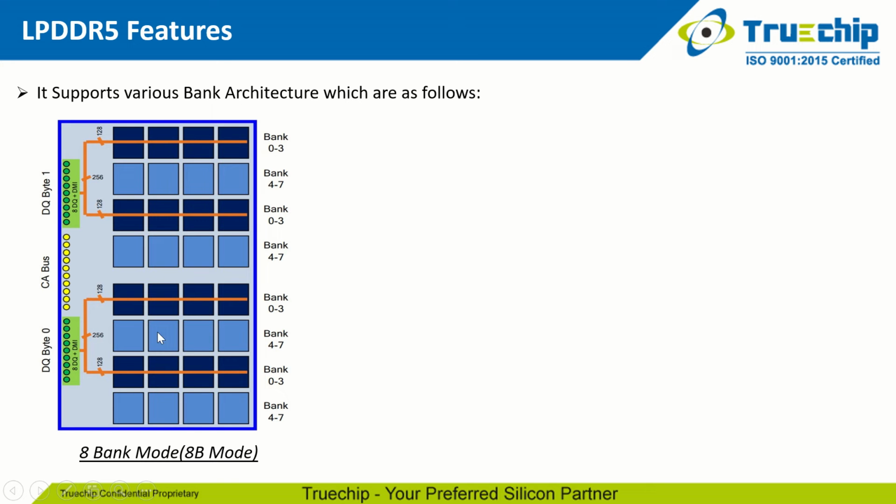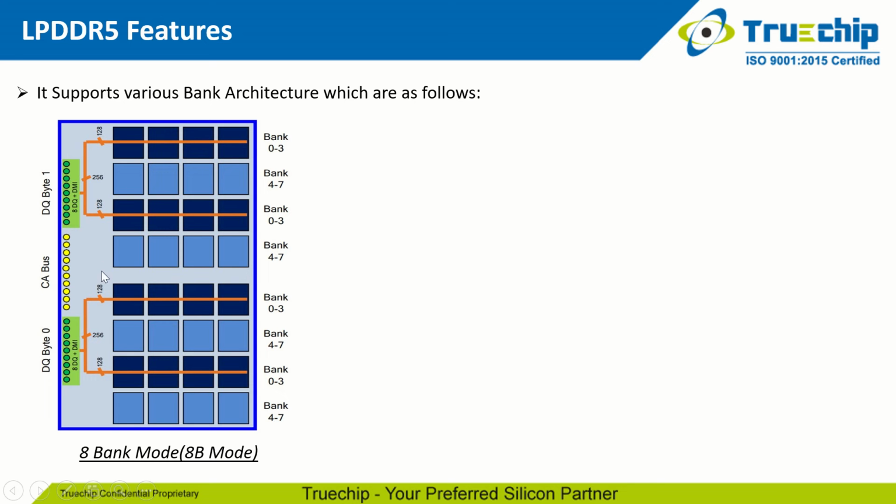Along with that, 8B mode supports only a 2:1 write clock to clock ratio. It supports a maximum data rate of 3200 Mbps. Now you can see on the diagram how the architecture of 8B mode is designed. In this diagram, there is a CA bus and there are 8 banks distributed for DQ bytes data.